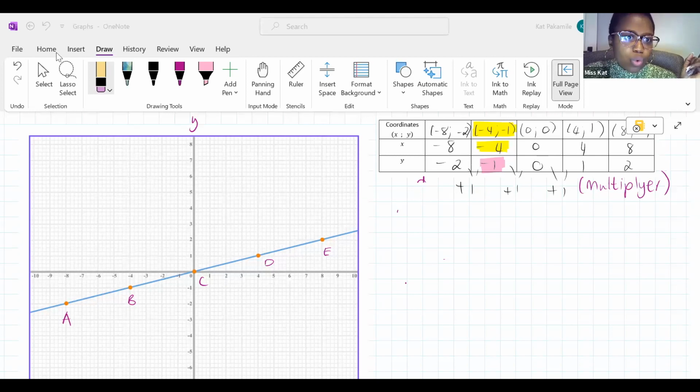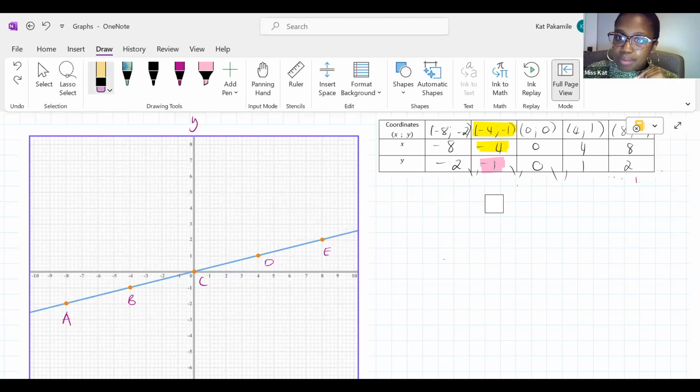Ma'am, I found the rule. You found the rule? Yes, ma'am. Let's hear what it is. Ma'am, y is equal to x divided by 4. X divided by 4. And that would be correct. How did you find it? By observation. Yes, ma'am. Okay, so Tammy has told us that it's y is equal to x divided by 4.